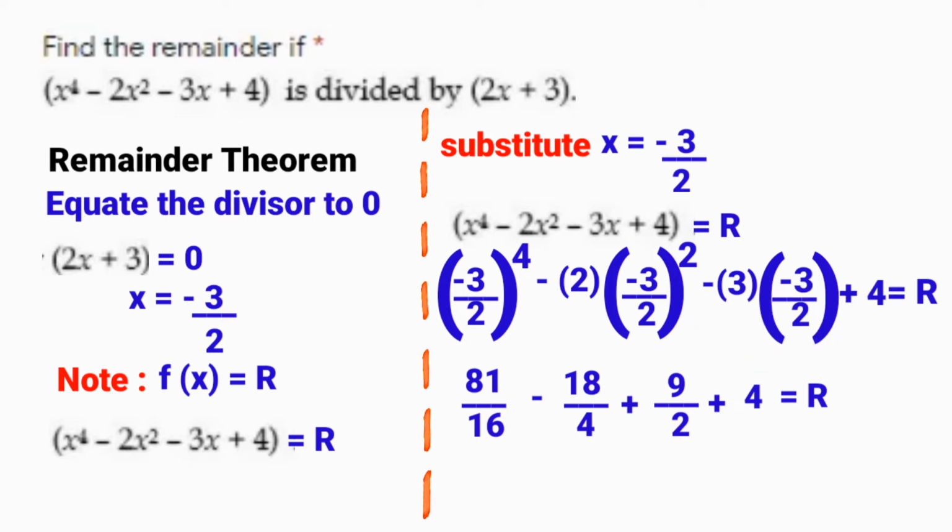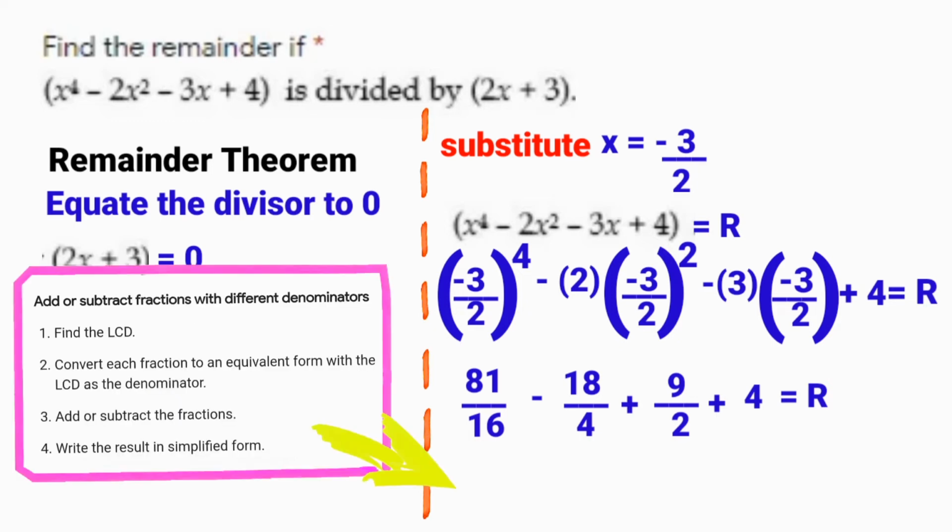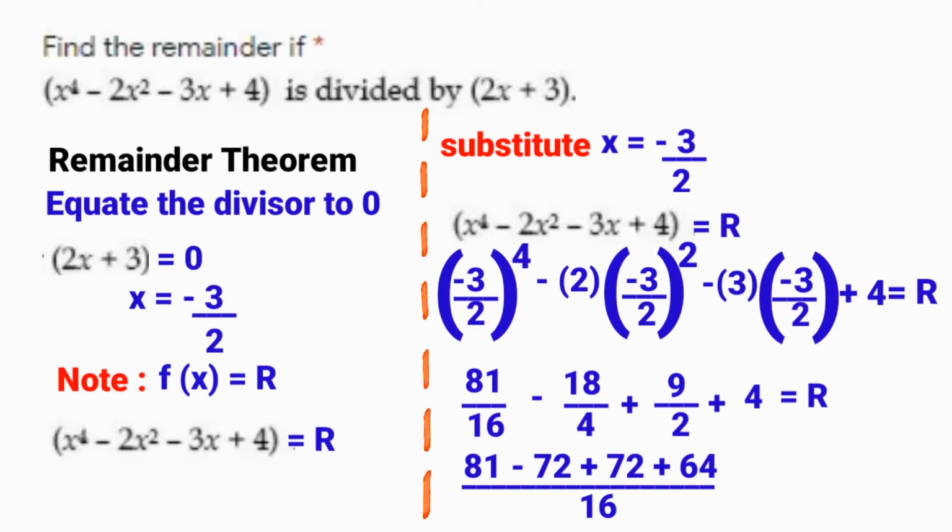The least common denominator is 16. When we simplify, we'll get 81 minus 72 plus 72 plus 64 all over 16, which is equal to 145 over 16 is equal to r. Therefore, the remainder is 145 over 16.